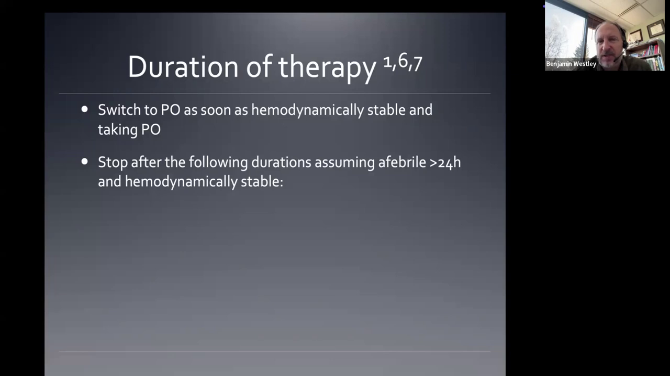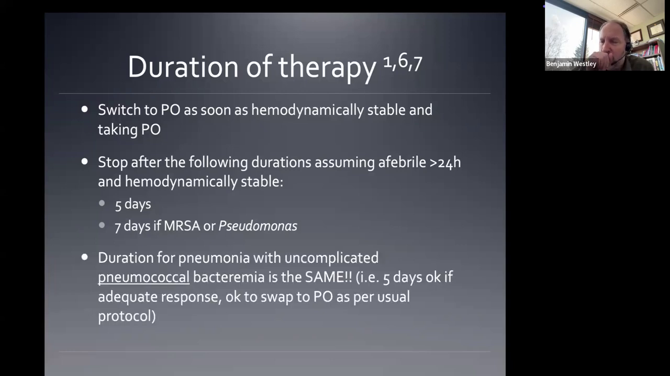So after the following durations, we typically want to stop. We do expect patients should be afebrile for 24 hours when the antibiotics are stopped. Usually fevers go away pretty fast when pneumonia is treated. So 5 days is currently the recommended duration for community-acquired pneumonia treatment, either outpatient or inpatient, in the IDSA/ATS guidelines. If the pneumonia is from MRSA or Pseudomonas, the recommendation is 7 days. So it's 5 days for everything except MRSA or Pseudomonas, which is 7 days.